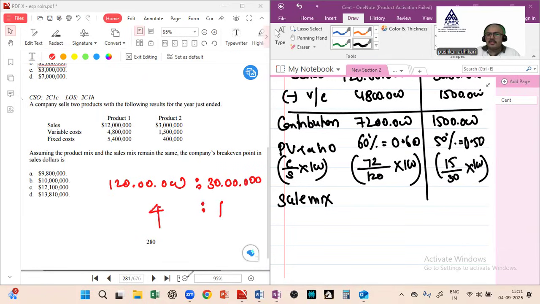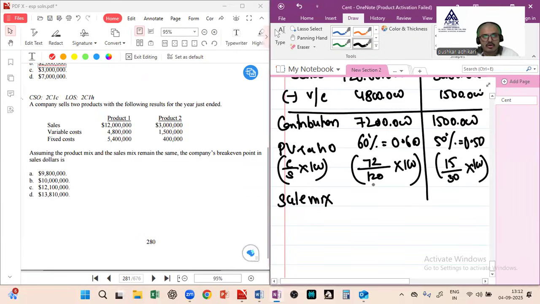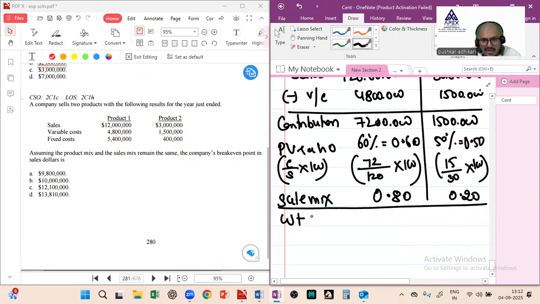So it is 4 by 5 and 1 by 5. 4 by 5 is 0.80 and 1 by 5 is 0.20. Please try to understand. I hope this arithmetic sits well for all of you. So the sales mix is 0.80 and 0.20. Now I have my weighted PV ratio.